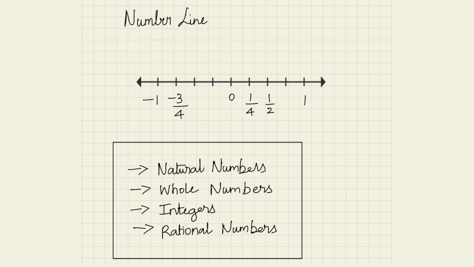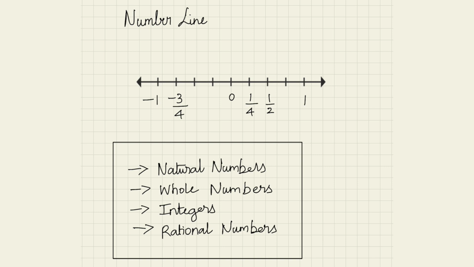Now in this number line you could see that we have a 0, we have 1, and we have some fractional numbers which is 1 by 4, 1 by 2. We also have negative numbers minus 1 and negative fractional numbers like minus 3 by 4. Now these numbers can be natural numbers, they can be whole numbers, they can be integers, they can be rational numbers. Now these are the 4 things that we are going to see in this video, and we'll be seeing what exactly these things are and what they mean to you.